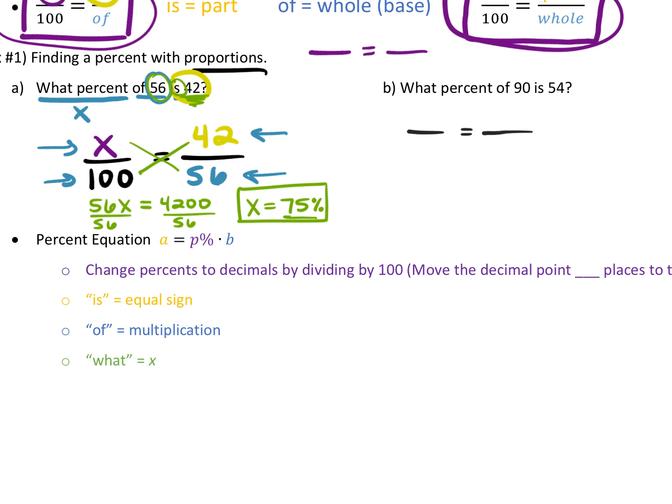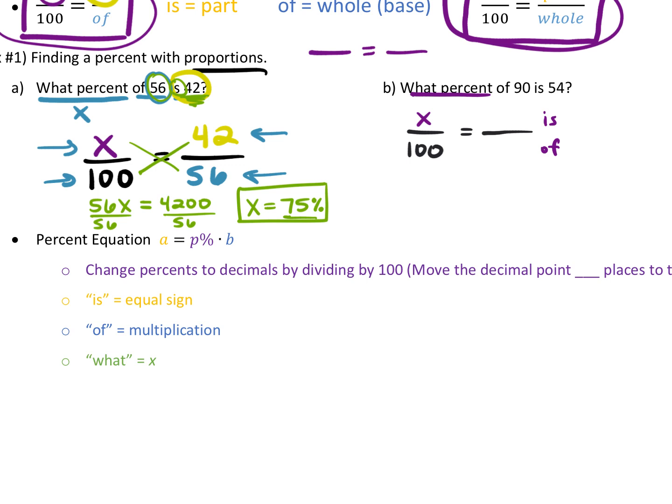Okay, hopefully you are close to an answer. If not, that's okay. Remember, it's always going to be a 100 on bottom. We are asking again, what percent? So that's our unknown, percent over 100. And then we want is over of, or part over whole.